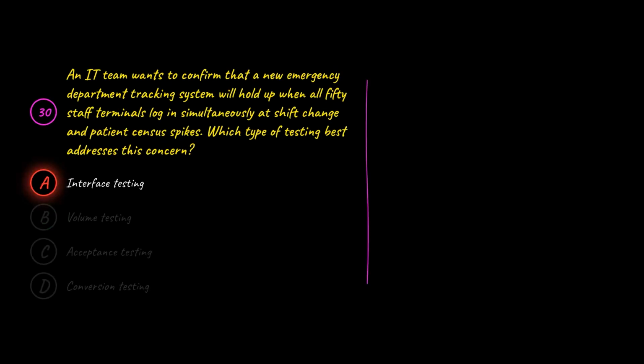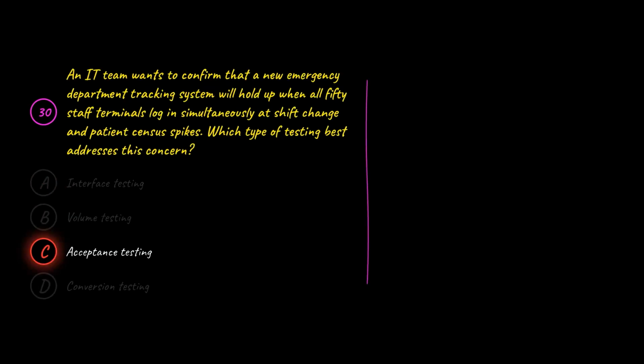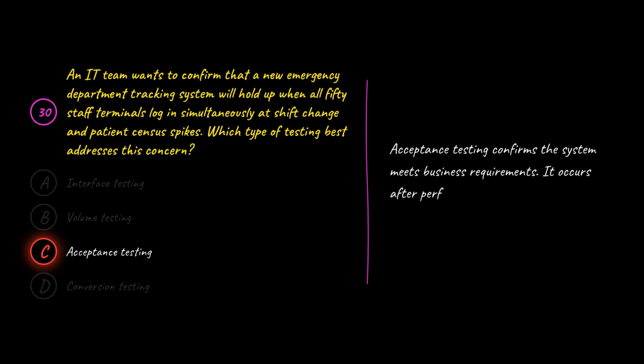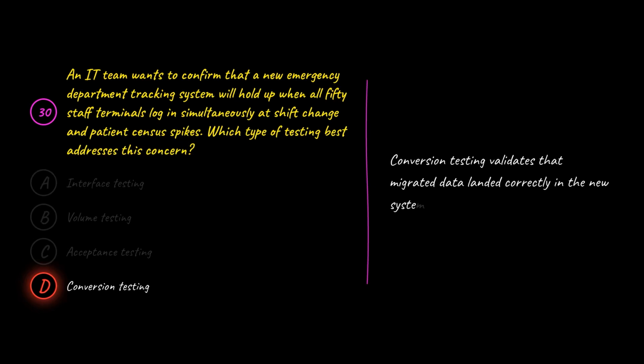A is wrong because interface testing checks data exchange between connected systems. Simultaneous user load is not its focus. C is wrong because acceptance testing confirms the system meets business requirements. It occurs after performance testing and is not the load focus check. D is wrong because conversion testing validates that migrated data landed correctly in the new system. It does not exercise real-time load.